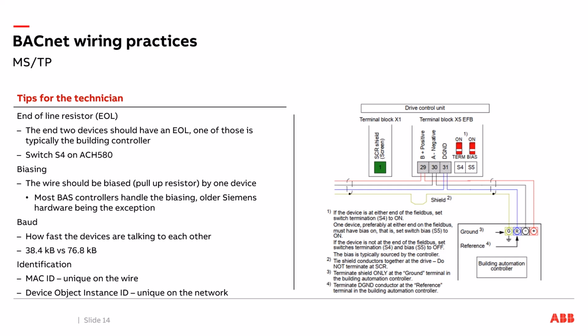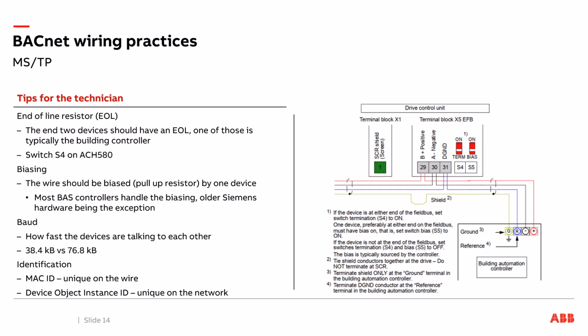So if you end up with one of those systems and you start seeing products on that BACnet wire dropping off, and hey, it works fine with 2 or 3 devices on that wire, but I put 4 or 5 devices on the wire and then they disappear, there's a good chance there might be a biasing issue if it's some of those older hardware designs. So again, there's a dip switch on, say, the ACH580 drive that you can flip to bias the wire.